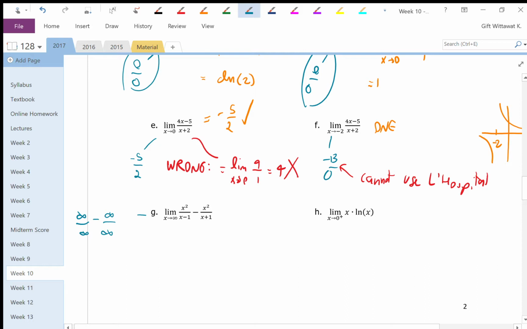So it looks kind of funny. So maybe it's a good idea if I try to simplify the guy here first. So let me do that. So this is going to be the same as the limit when x goes to infinity of, let's see, x squared times x plus 1 minus x squared times x minus 1 over x plus 1 times x minus 1.